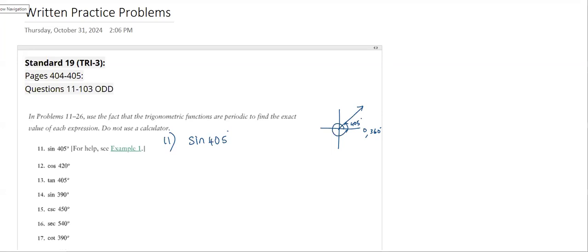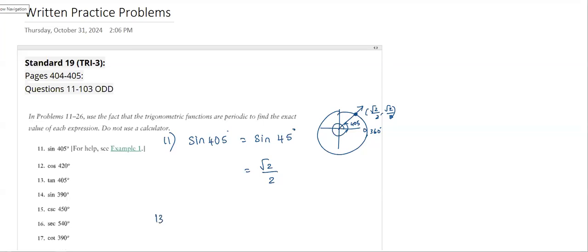So what this tells me is that sine 405 degrees is going to have the exact same value as sine 45 degrees. And if you recall on your unit circle, the point that corresponds to this terminal side is going to be root 2 over 2, root 2 over 2. Because this is a unit circle, the x values correspond to cosine of the angle and y values to the sine of the angle. So sine 45 degrees is root 2 over 2, and that is your answer.